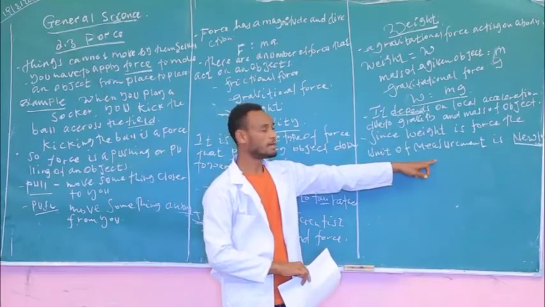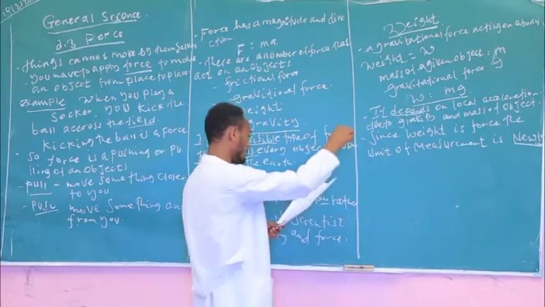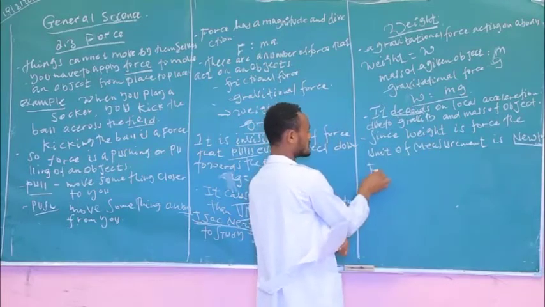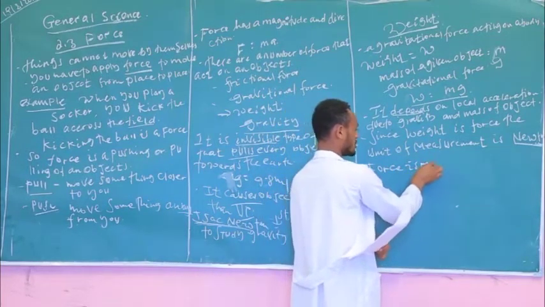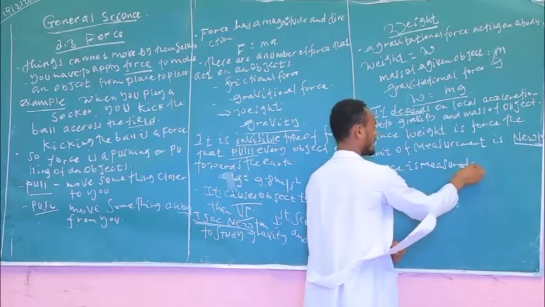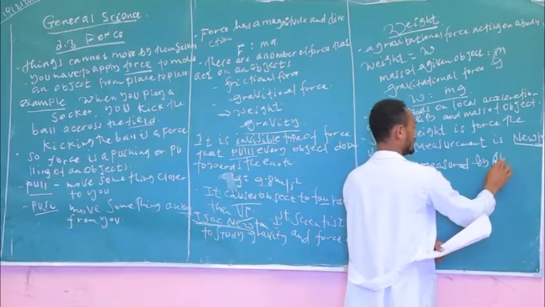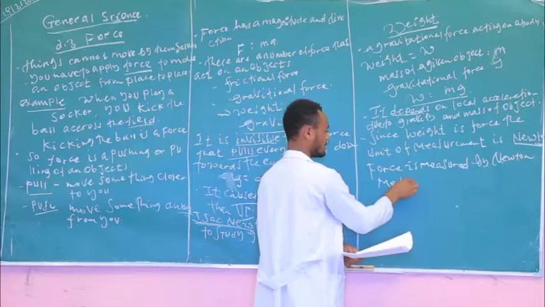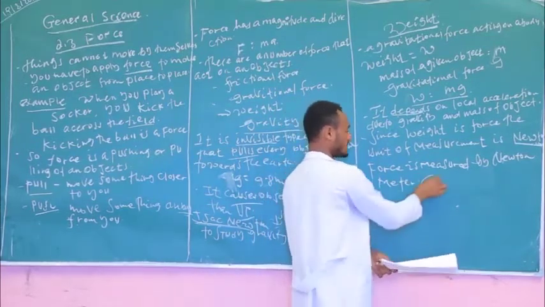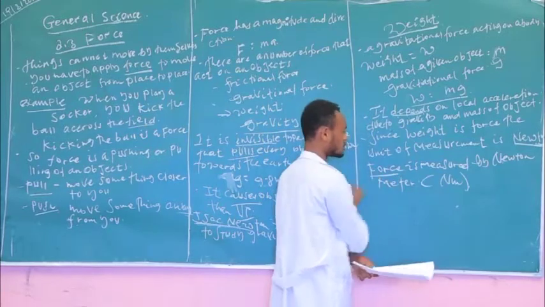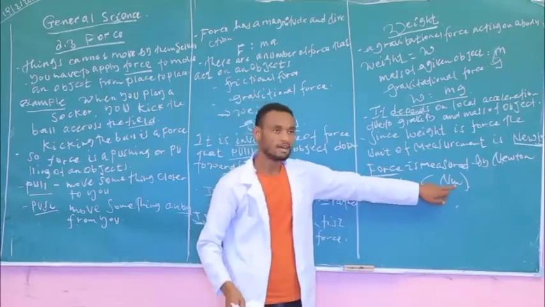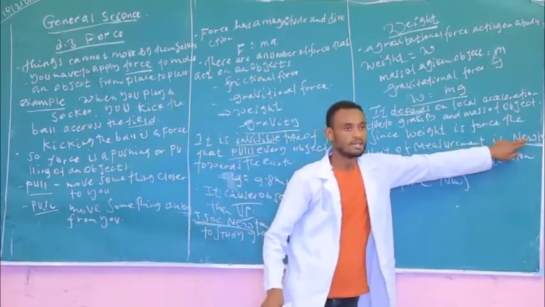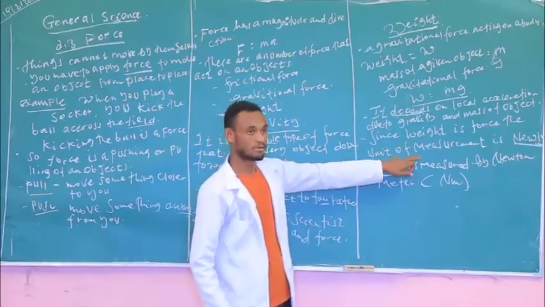Force is measured by newton meters. So look, force is measured by newton meters, or we can represent it by Nm. The same applies to weight: it can also be measured by newtons because it is also a type of force.